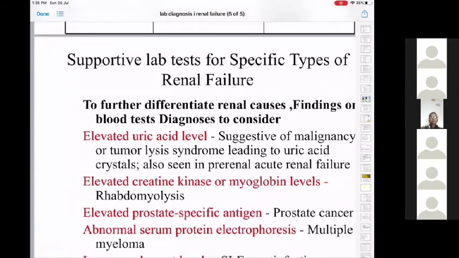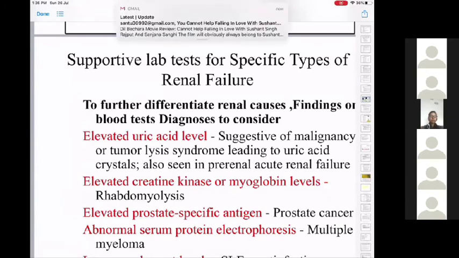Supportive lab tests for specific types of renal failure. To further differentiate the renal cause, blood test findings to consider include an elevated uric acid level, which is suggestive of malignancy or tumor lysis syndrome leading to uric acid crystals.